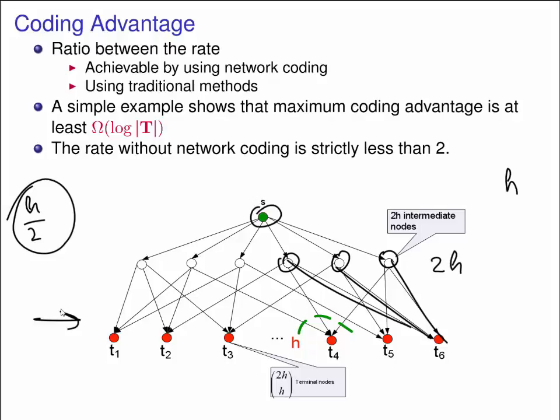As we know, for a multicast network, the maximum achievable rate is equal to the minimum cut that separates the source node and one of the terminals. So in this network, the rate achievable with network coding is equal to h. So what is the rate achievable without network coding? For this purpose we need to show that it's limited. What we'll show is that what we can achieve without network coding is strictly less than 2. Therefore, the coding advantage is larger than h over 2.